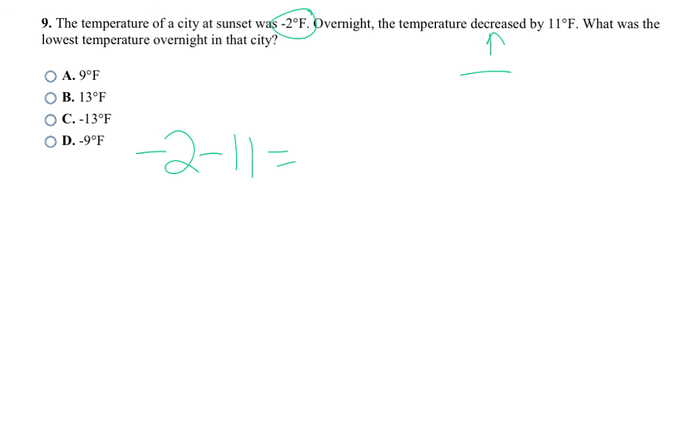When I have subtraction, the first sign stays the same. The subtraction changes to addition, and I change the sign of the second number. So this problem, I can rewrite it as negative 2 plus negative 11. Now when I'm adding two negative numbers, I add those numbers and the sign stays the same. So I'm going to add 2 plus 11 is 13, and the sign stays the same, so it's negative 13. So that means the overnight low was negative 13 degrees Fahrenheit, making my final answer C.